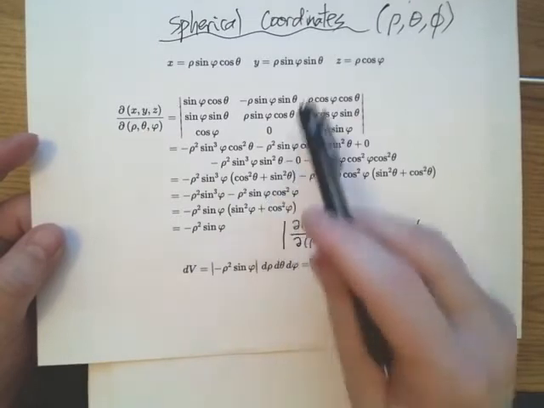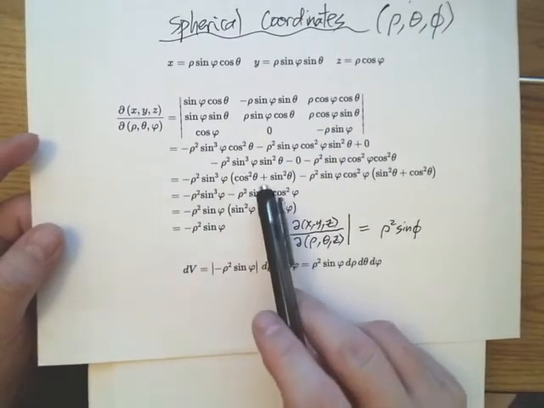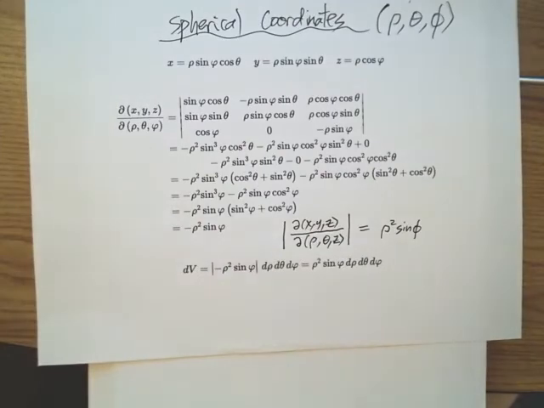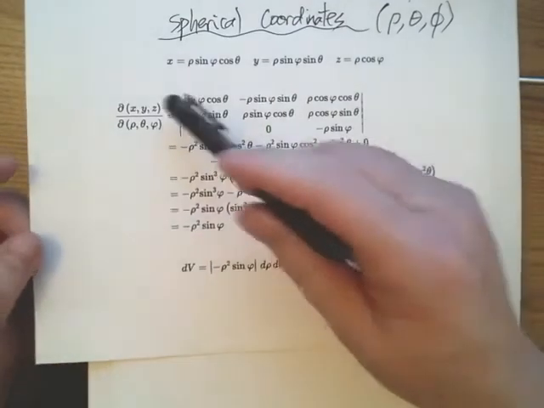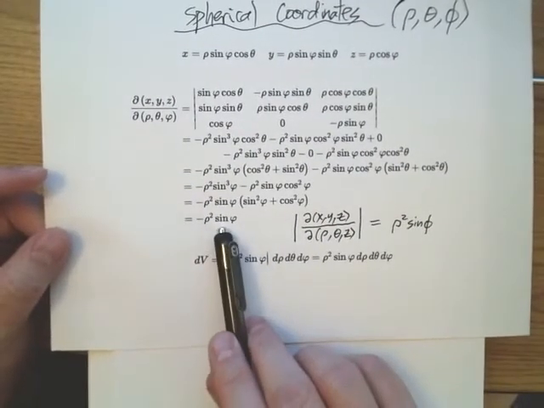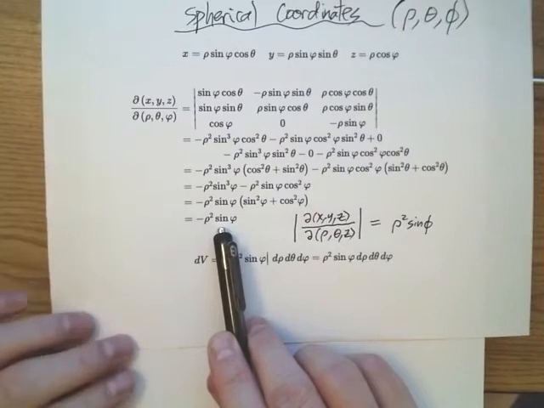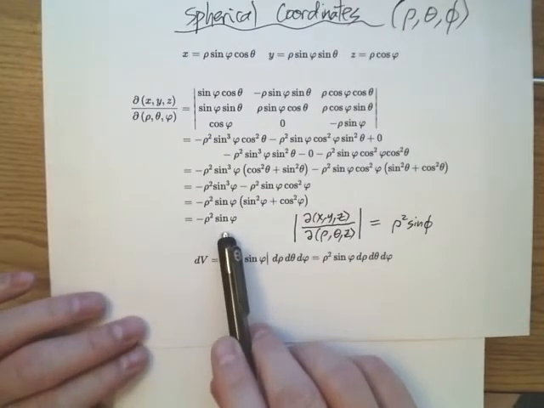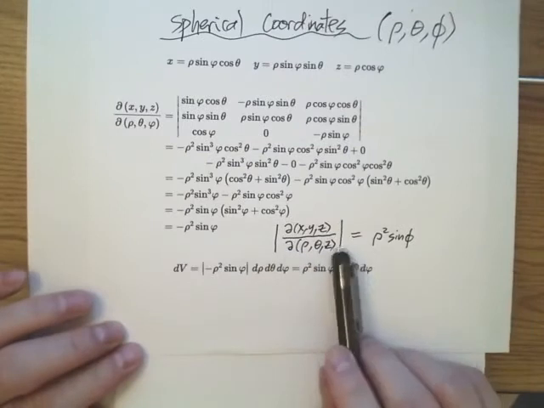What you're going to do to simplify down here is use the Pythagorean identity, cosine squared of an angle plus sine squared of an angle equals 1, a couple different times. Believe it or not, all this boils down to a final determinant, which is minus rho squared sine phi. Now, we're going to take the absolute value of that.